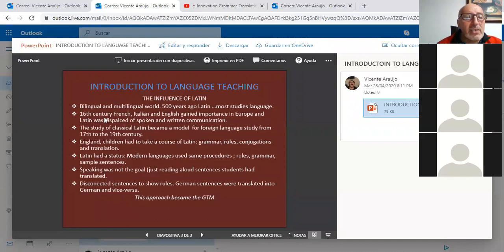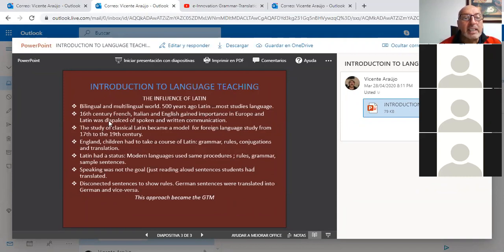In the 16th century, however... Ya saben lo del siglo, ¿no? Siglo XVI comienza en 1501, no comienza en 1601. Cuidado con eso. In the 16th century, however, French, Italian, and English gain importance.